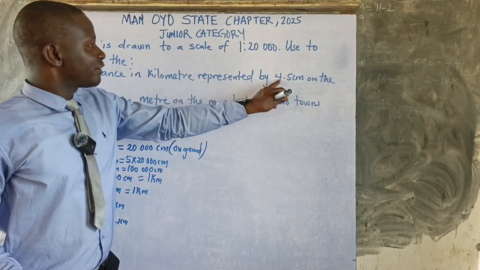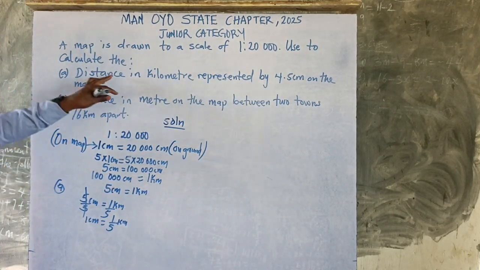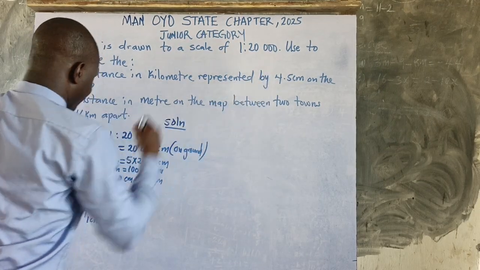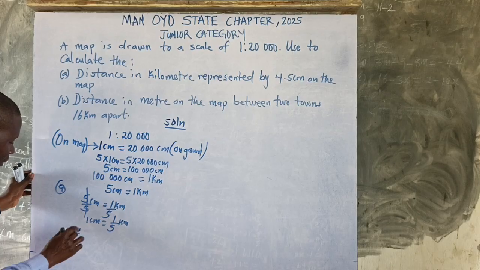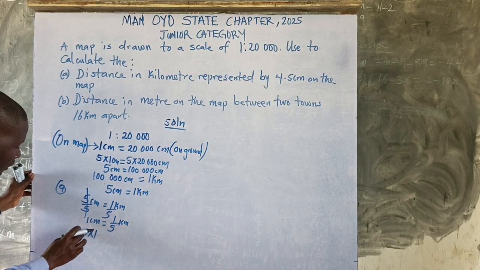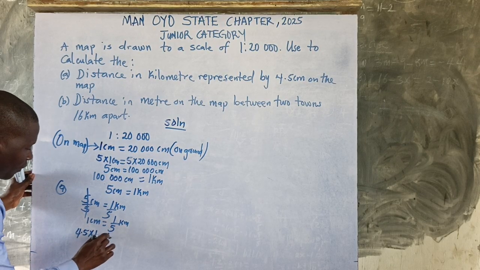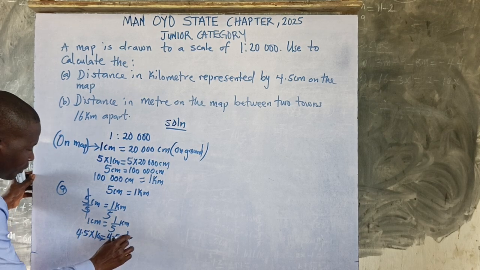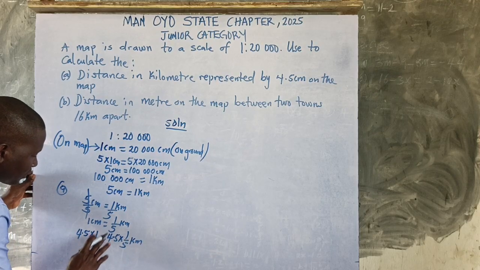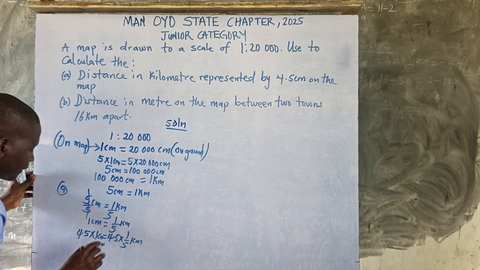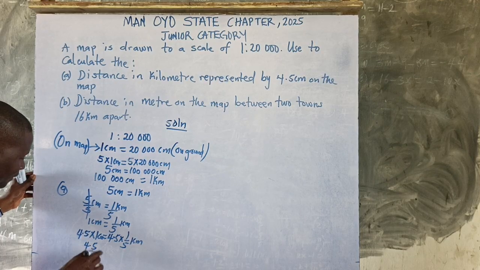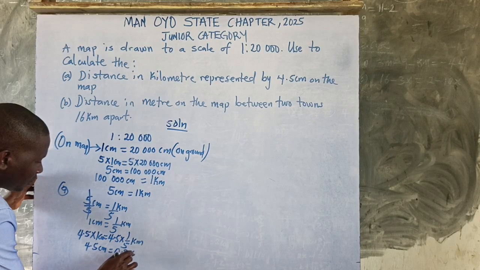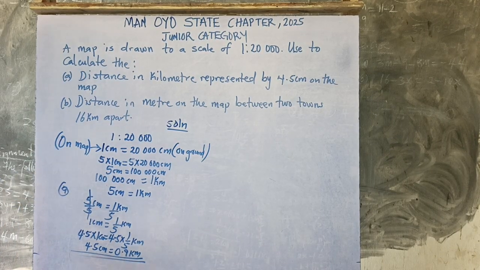Now we want to convert 4.5 centimeters on the map to kilometers. So we are going to multiply this side by 4.5, and in order to have 4.5 here, we multiply this side by 4.5 as well. 4.5 times 1 equals 4.5 times 1 over 5. This side will be in centimeters, while this will be kilometers. So 4.5 centimeters equals, when you divide, 0.9 kilometers. And this is the answer to the first part of the question.